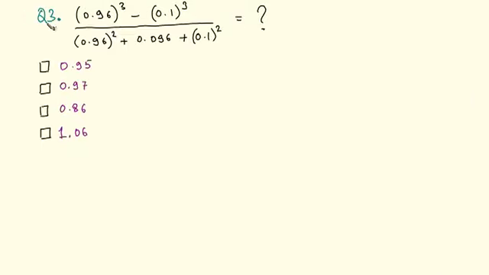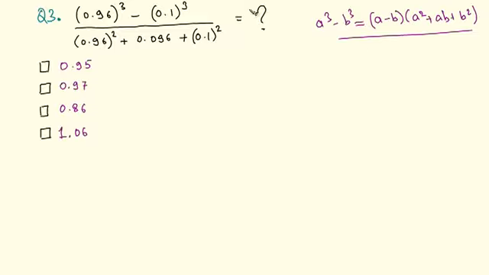Okay, let's solve the third question now. So 0.96 cube minus 0.1 cube. So we have a cube minus b cube. A cube minus b cube is equal to a minus b multiplied by a square plus ab plus b square. So this formula is needed in this question. So 0.96 cube minus 0.1 cube can be written as 0.96 minus 0.1 into a square plus ab plus b square.